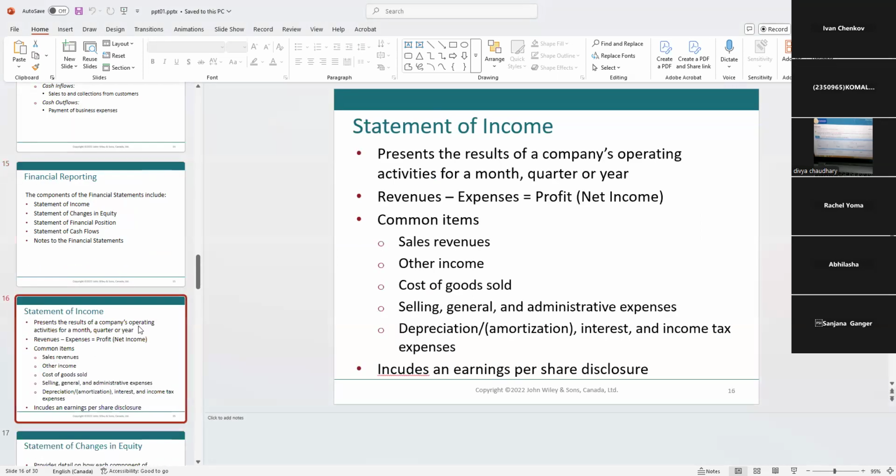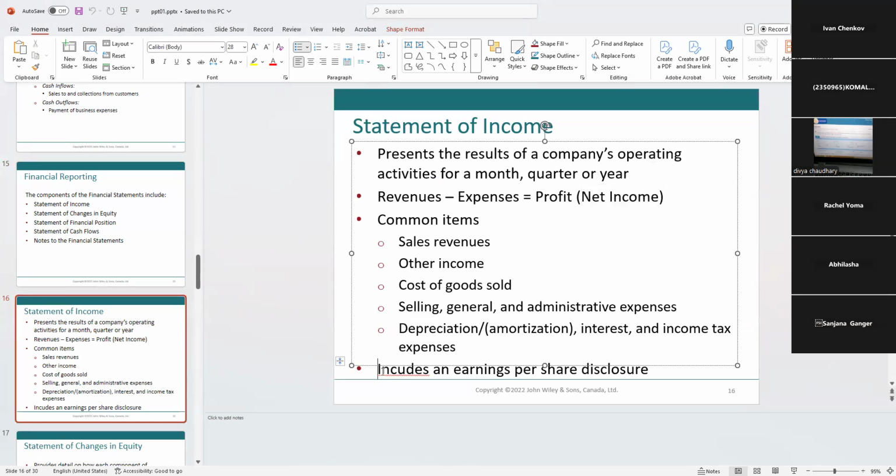So first one is statement of income. Every company or every user wants to see what's the company income. Is the company generating sales enough to cover the expenses? So what we're going to see on the statement of income, we're going to see sales, income, and after that expenses, expenses, expenses. Bottom line will be net income.